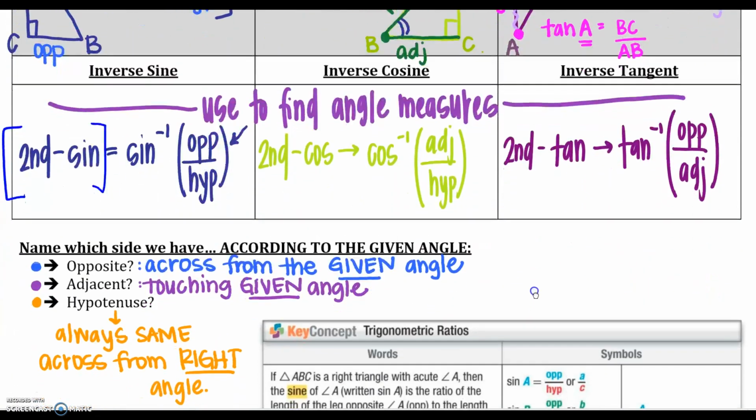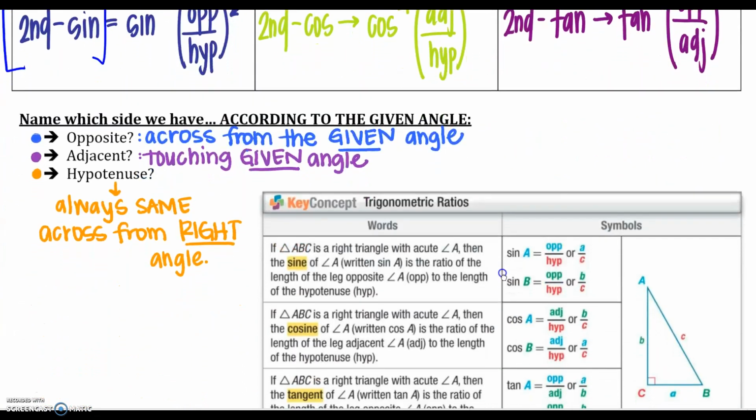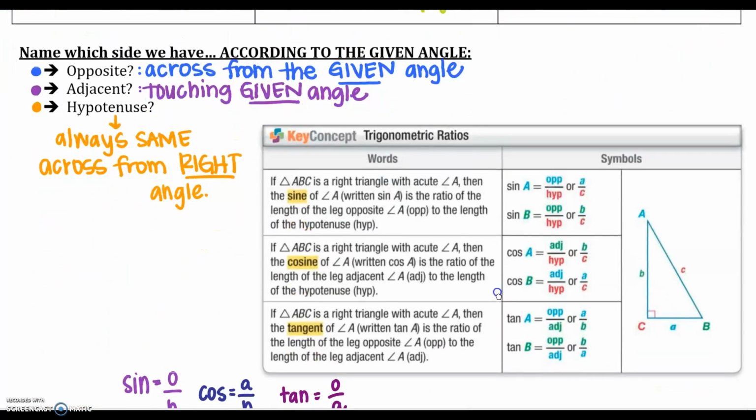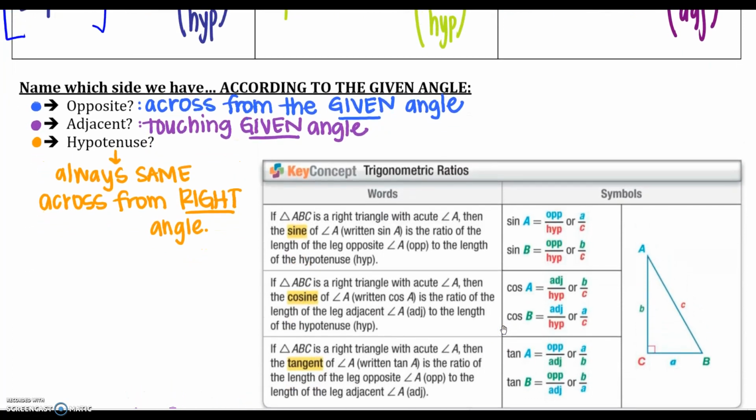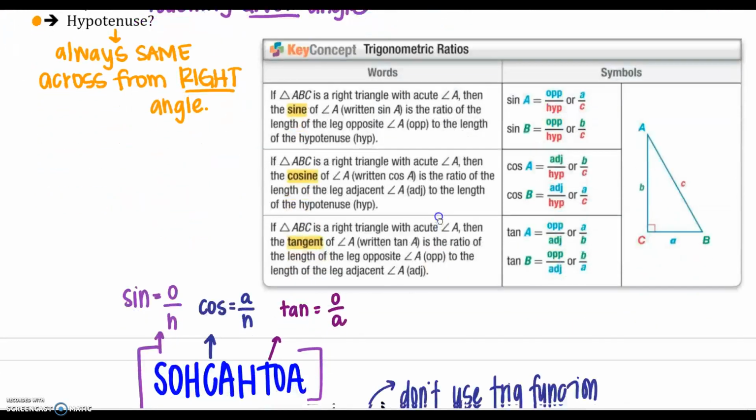All right, just as a reminder, name the sides we have according to the given angle. These ratios will look different depending on what angle the problem asks you to use. Your opposite side is always across from that given angle; it will not touch the angle you're looking at. Your adjacent side is going to touch the given angle, so it will be a side that hits at that turning point. Your hypotenuse will be the same no matter what angle you're looking at. It's always going to be across from that right angle.